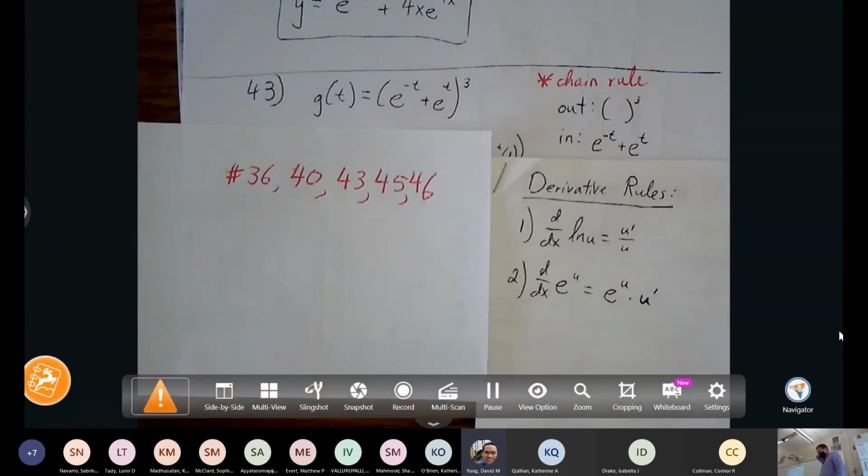Okay, try 43. There's your outside portion, there's your inside portion. You're going to take each of their derivatives, but they're going to be in separate spaces, right? You're not going to put one inside the other. They're going to be next to each other.